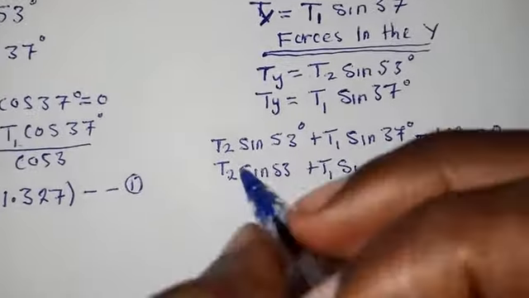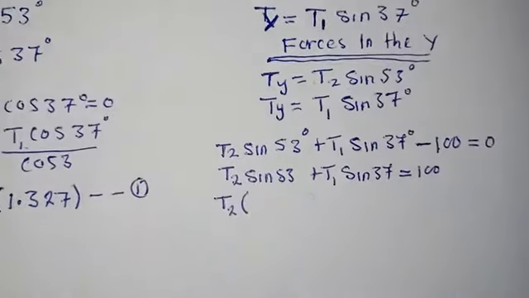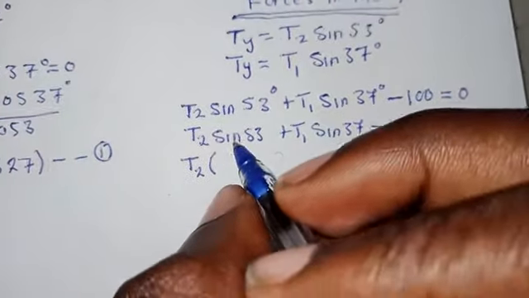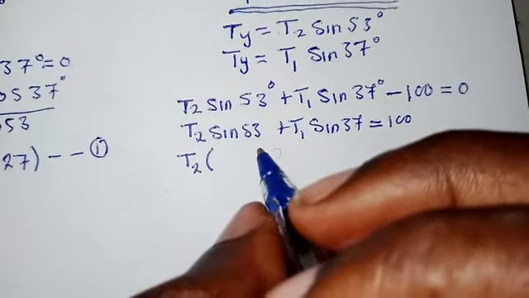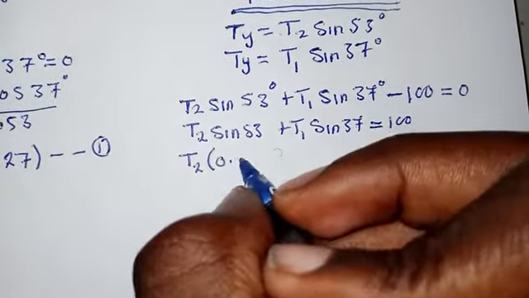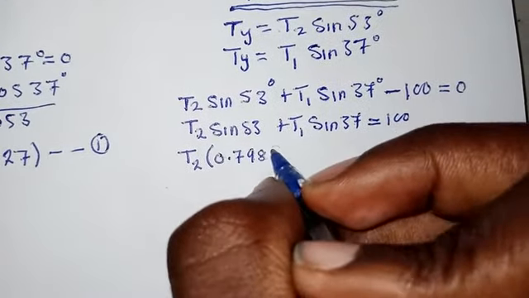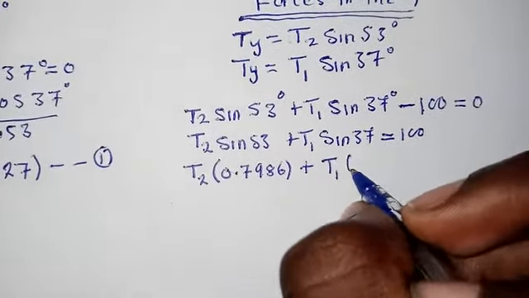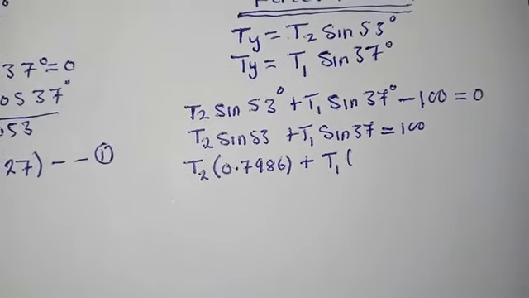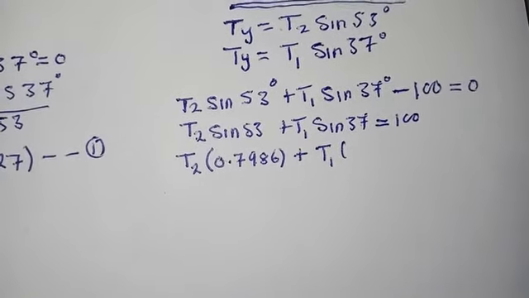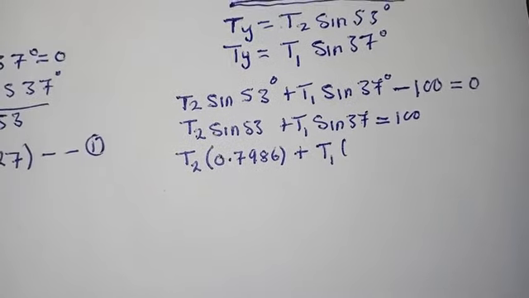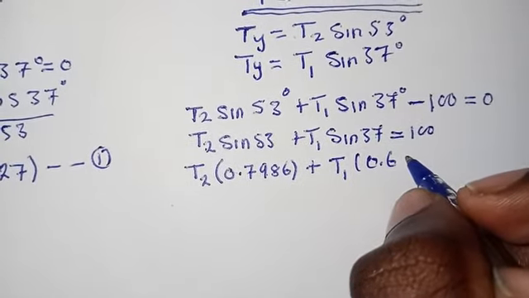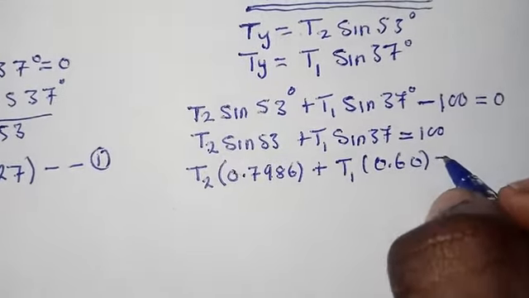Now, this is just the same as T2 sine 53. Sine 53 is going to equal 0.7986 for the sake of accuracy, plus T1 sine 37. Sine 37 is going to equal 0.60, then equal to 100.